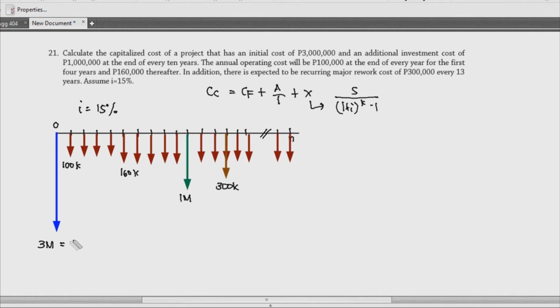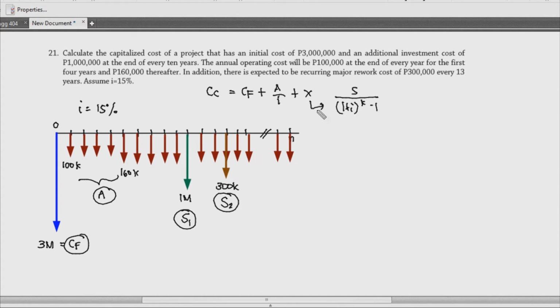This one is our CF kasi ito yung parang pinakaunang bayad natin na 3 million na. Na this 100K, 160, ito yung ating mga A. Pero syempre, A1, A2 natin yan, no? Kasi magkaiba pa sila. We have to modify a little about this, ano? And then itong 1 million and then 300K na to, these are recurring costs natin sa annual operation. So we could just say na this is our S1, S2, no? Okay, so malino naman siguro tong mga parts natin, no?